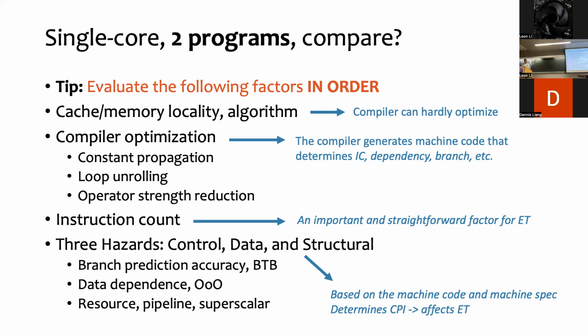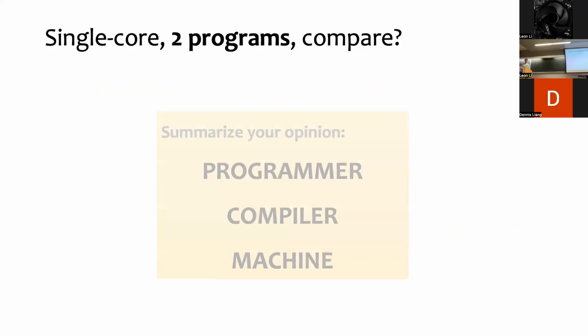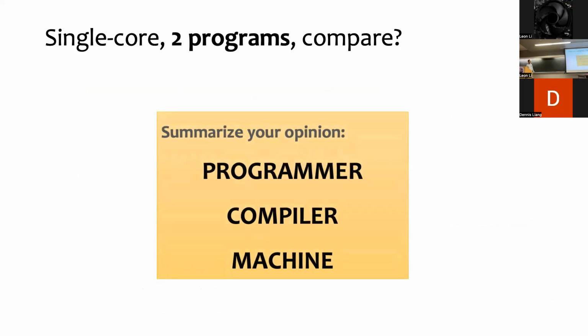But I know I have like 10 bullet points, and you probably cannot remember them all for the final. So I have an abbreviated version. You just think about programmer, compiler, and machine, right? How each deals with the program. The programmer can write a better program with better algorithm, better locality. The compiler can do all kinds of optimization, particularly loop unrolling and constant propagation. Those are very effective ways to reduce the number of instructions and also to reduce dependency.